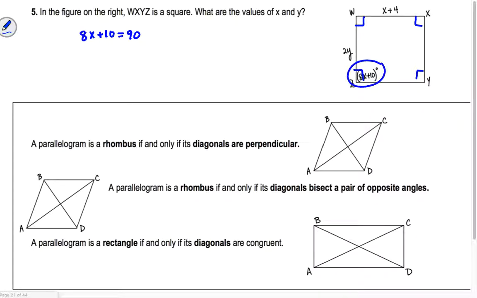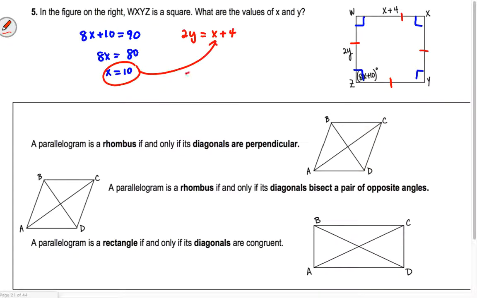So it was down here. So we can solve. We're like, okay, subtract that 10 over, we get 80. 8x, so we get x equals 10. But with a square, we also know all four sides are congruent. So we're going to set all those sides congruent to each other. So now we have 2y has to equal x plus 4. So that's where we take our x equals 10 and plug it in. So we say 2y equals 10 plus 4. So 2y is equal to 14. So then y is equal to 7.